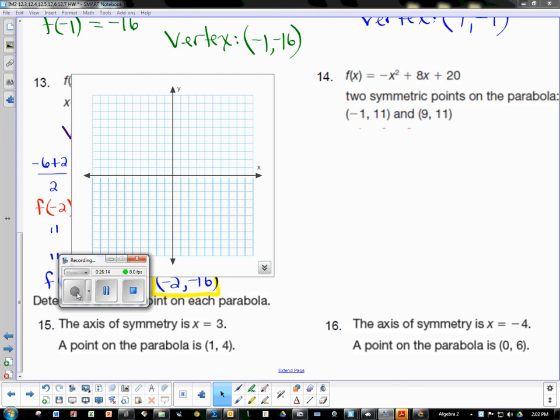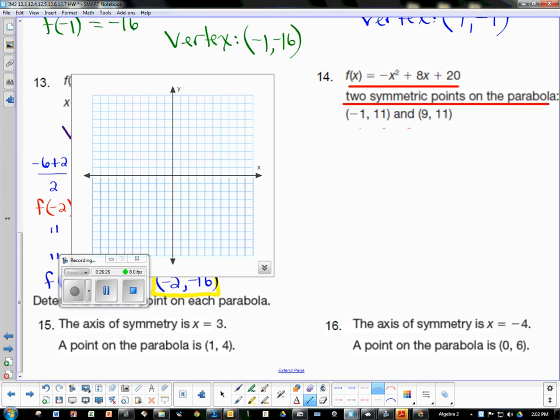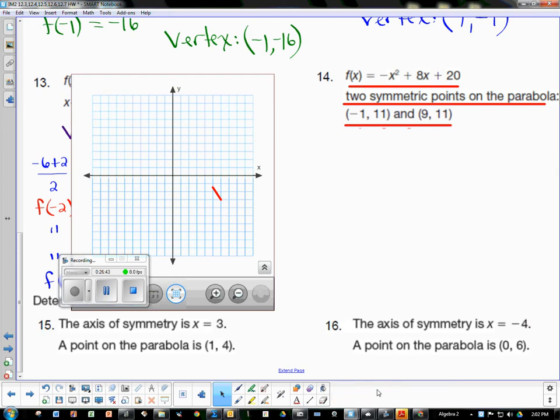On this next problem, we're given a function, and we're going to be given two symmetrical points, so they are directly on each side of the parabola, equidistant from the axis of symmetry. We'll move this a little bit, just a moment.